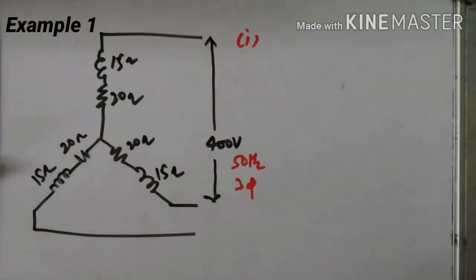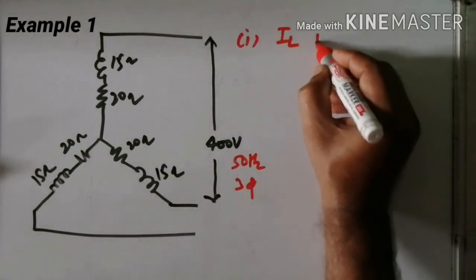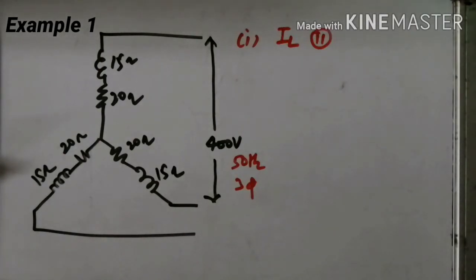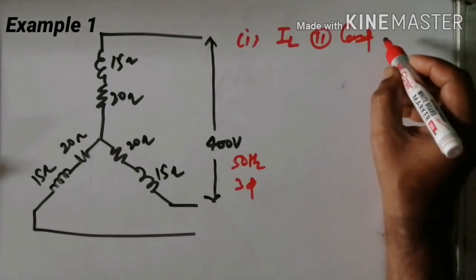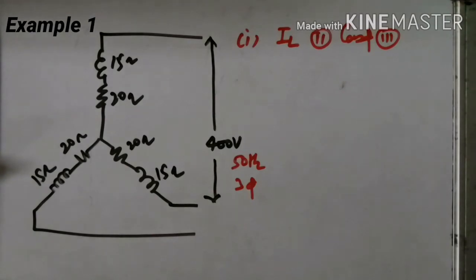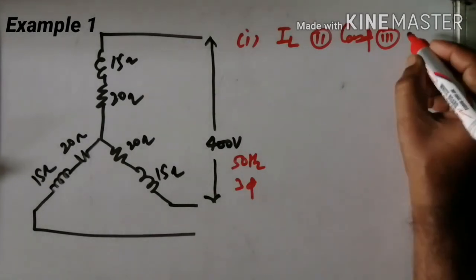Calculate number 1, line current, number 2, power factor, and number 3, power supplied by the source.